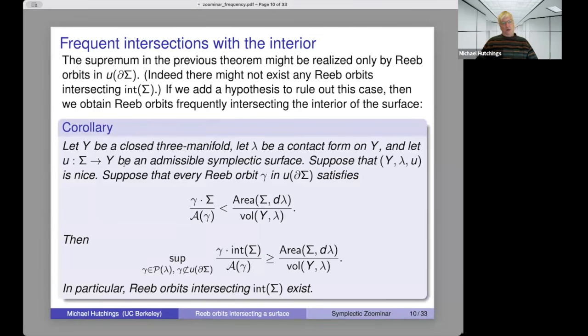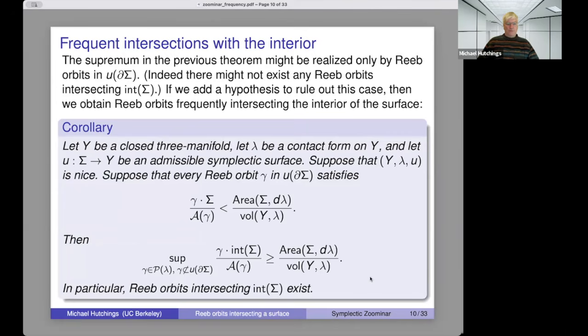So I have the same hypotheses as before, and I further assume that for every boundary Reeb orbit, the frequency is less than the area divided by the volume. So that means that, remember before, in the previous page, we said that the supremum is bigger than or equal to this. So if for the boundary Reeb orbits it's all less than that, then there have to be some other non-boundary Reeb orbits to make that supremum what it is. And so then in this case, I get that the supremum of the frequency over Reeb orbits which are not boundary Reeb orbits is greater than or equal to the area over the volume.